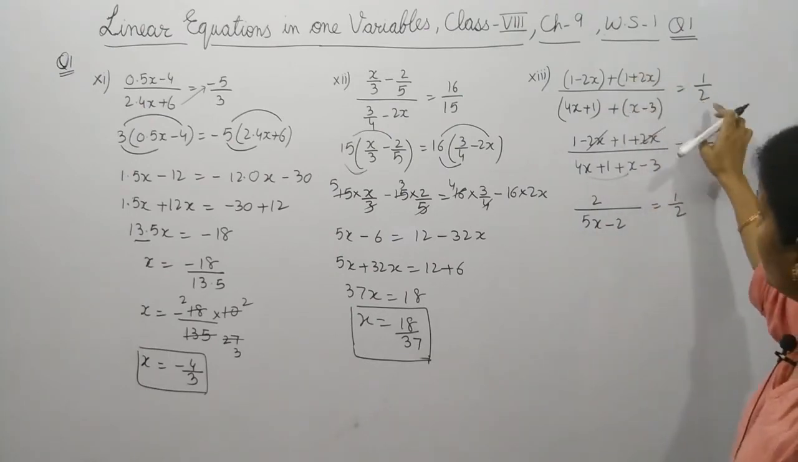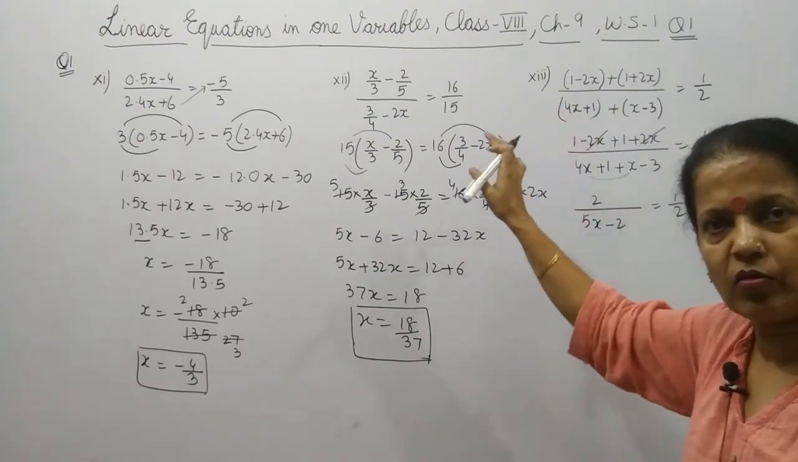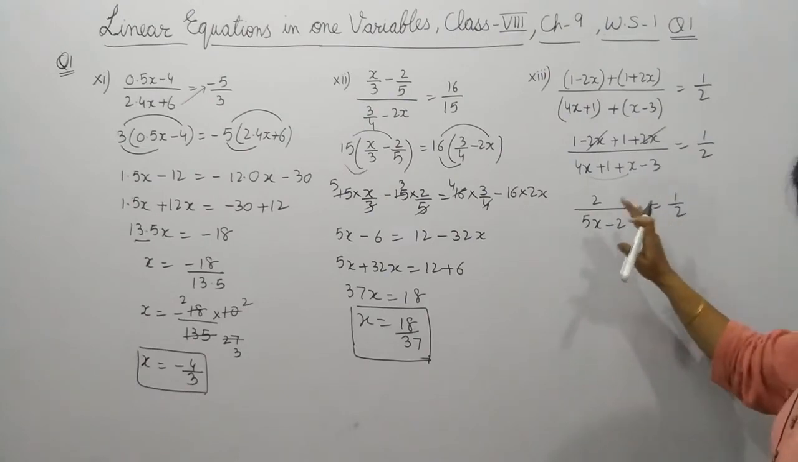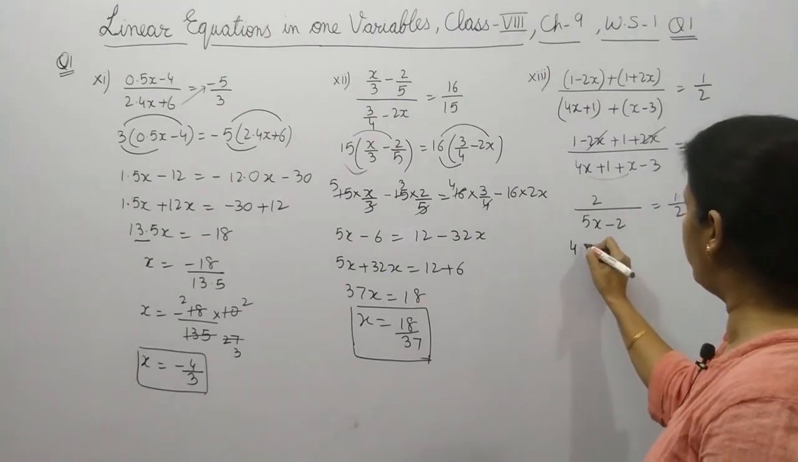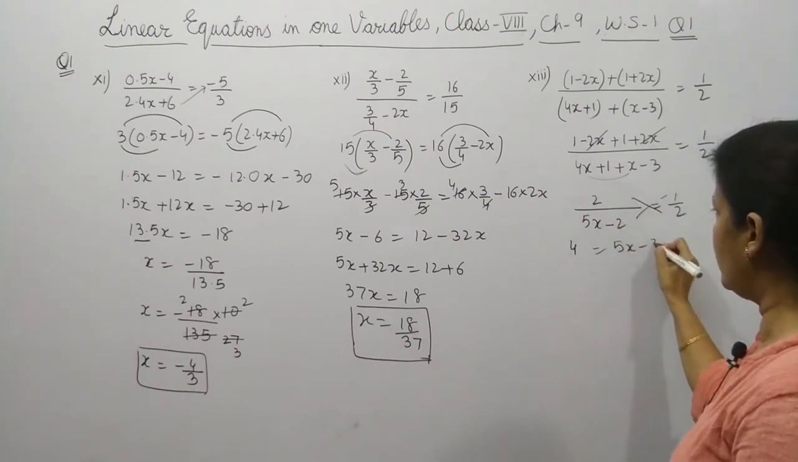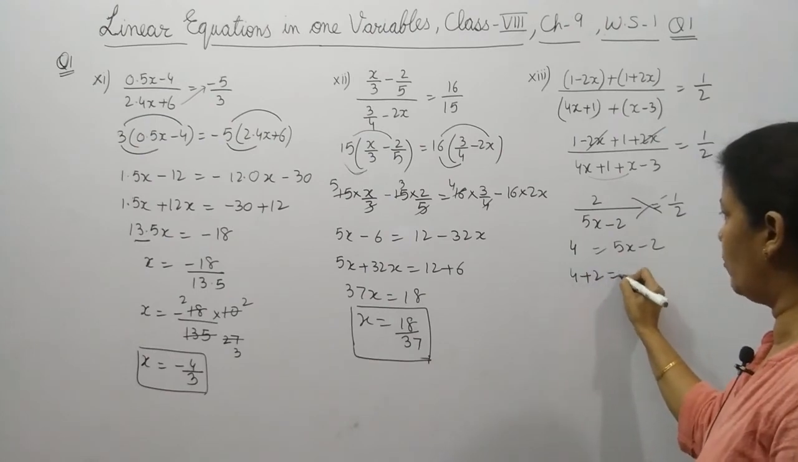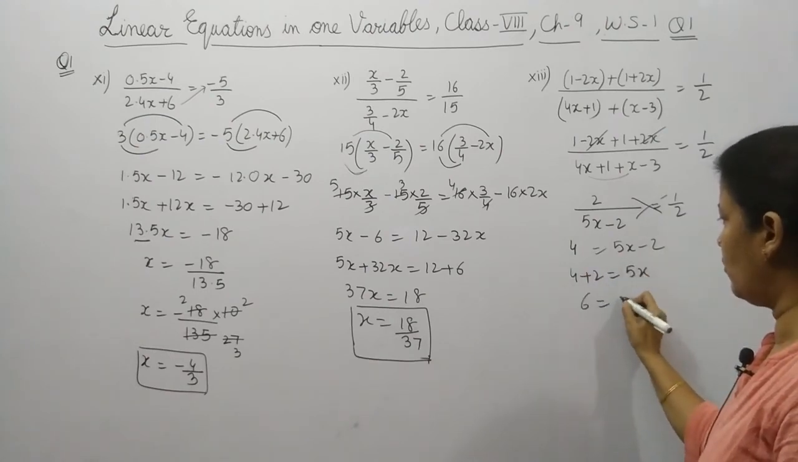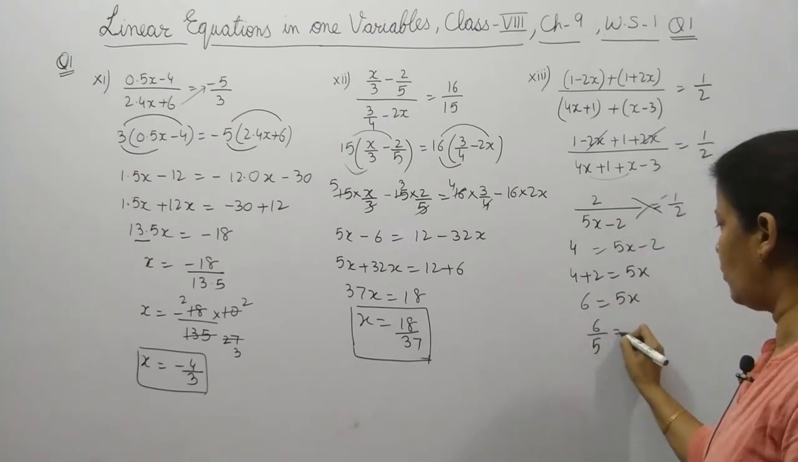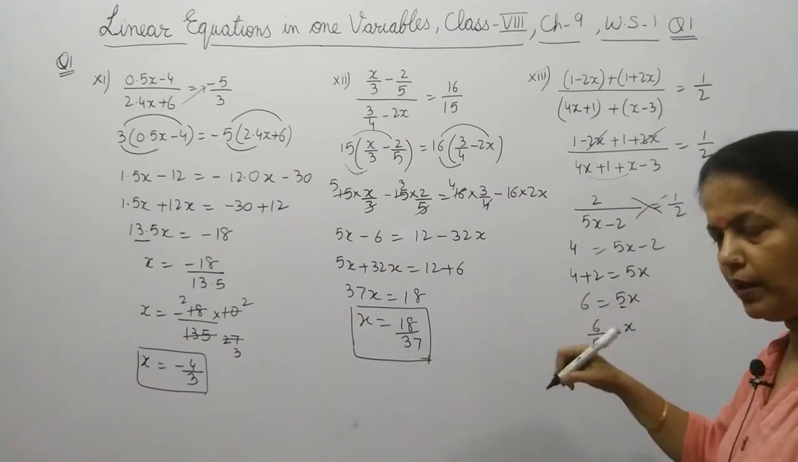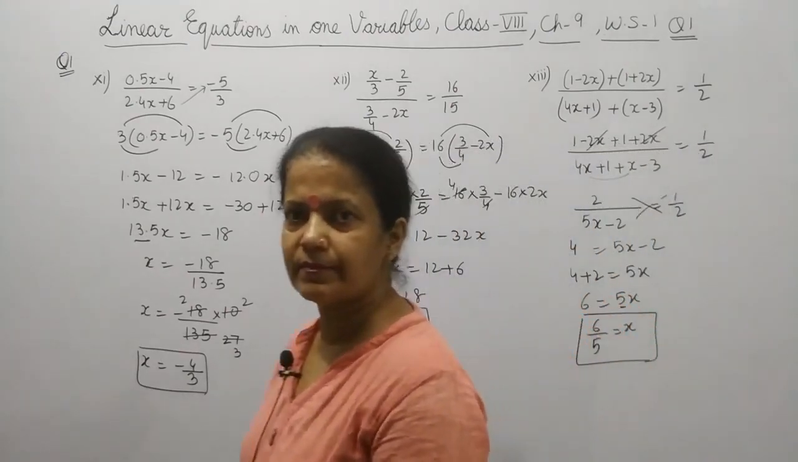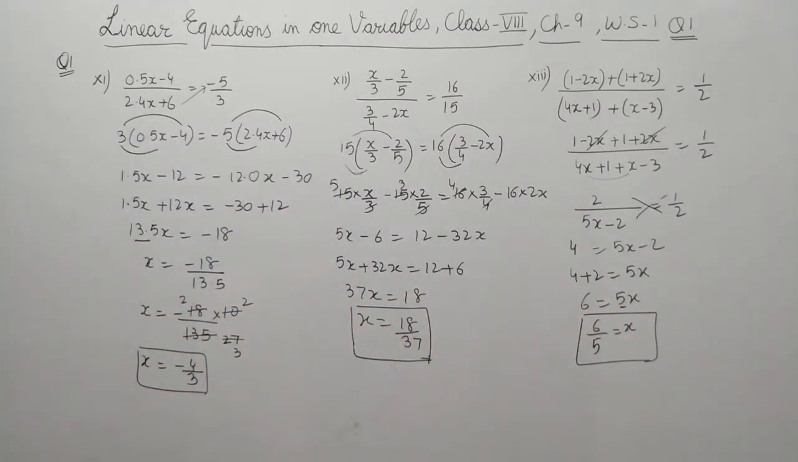Otherwise, what happens here is that you have to multiply this 2 with all of these. So the better option is to solve the terms first, and now you will do the cross multiplication. So 4 equals 1 into this. So 5x minus 2. Now 4 plus 2 equals 5x. So 6 equals 5x. Now what is x? 6 by 5 equals x. This 5 will be in the denominator. Is it clear? Now come to the next part.